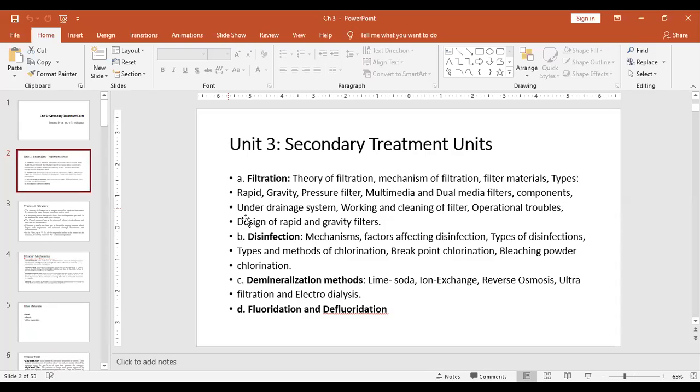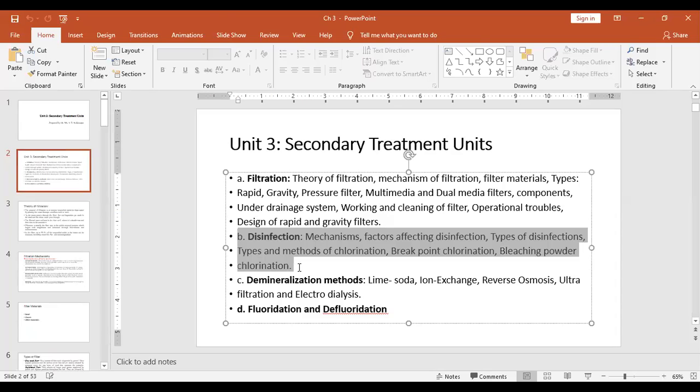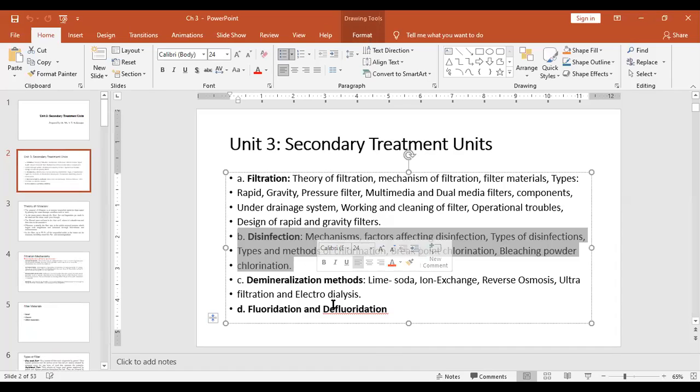Okay. In the last lecture, we completed up to the... I think we have finished the filtration. Now we will turn towards this B part, that is the disinfection process. So we will learn about the disinfection process now. I will switch over to those slides. Okay.